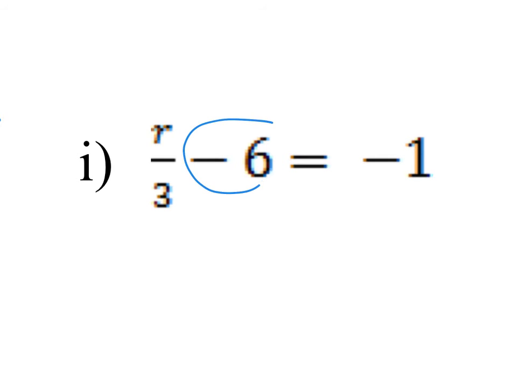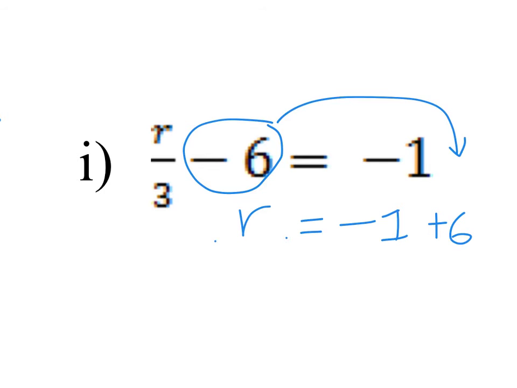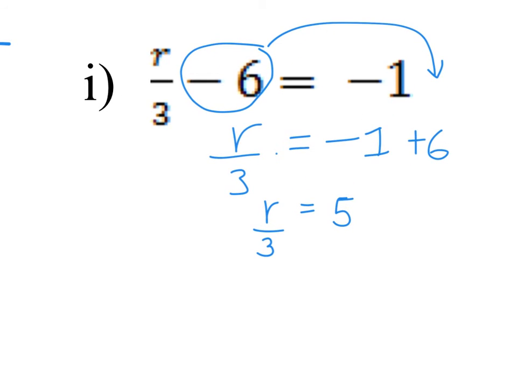We're going to first move this negative 6 over, and it's going to become positive 6 as we did in our last example. That negative 1 didn't move, it stayed there. So we've got a positive 6, r divided by 3. Negative 1 plus 6 is 5, and we still have our r over 3. R over 3 means r divided by 3. The opposite of dividing by 3 is multiplying by 3. 5 times 3 is 15. That's my r value that we should have gotten.